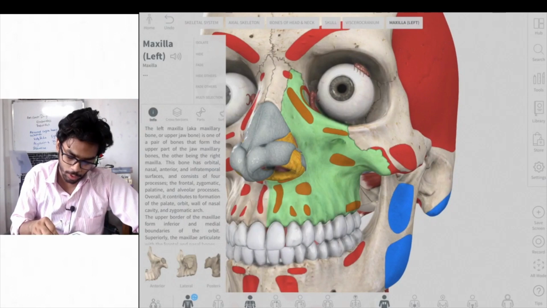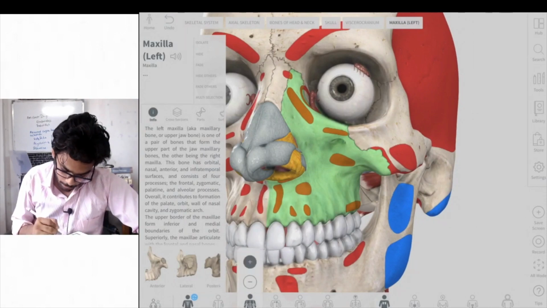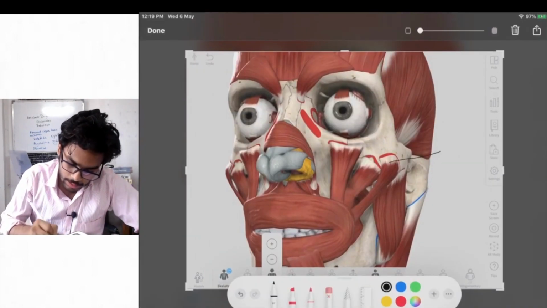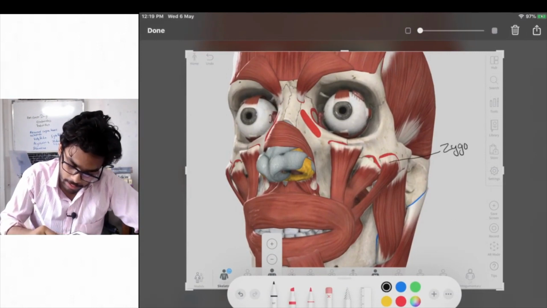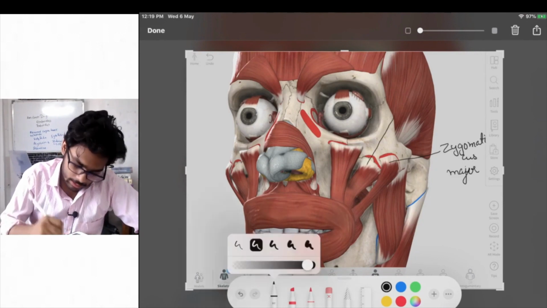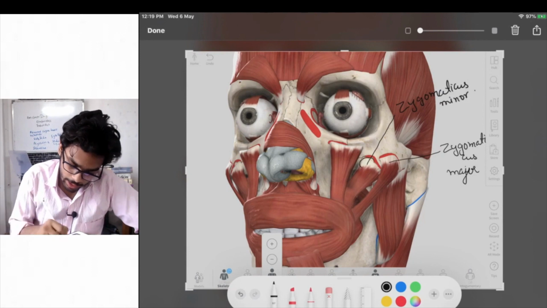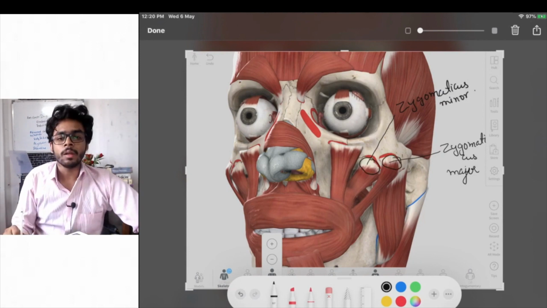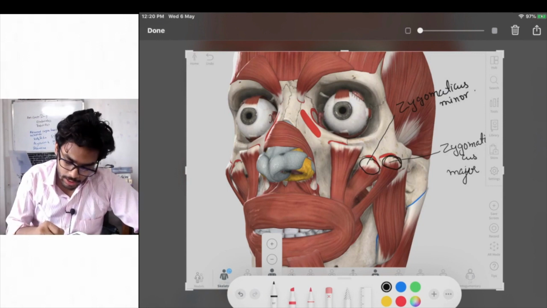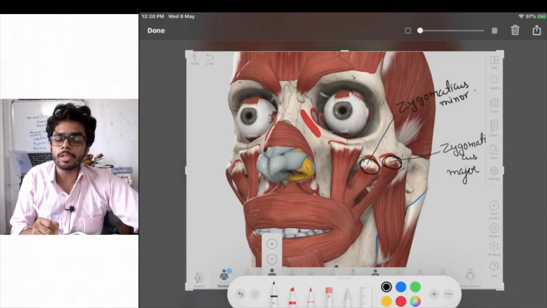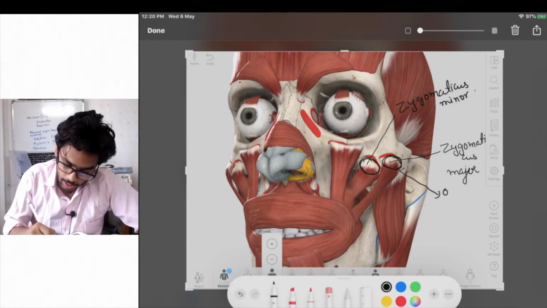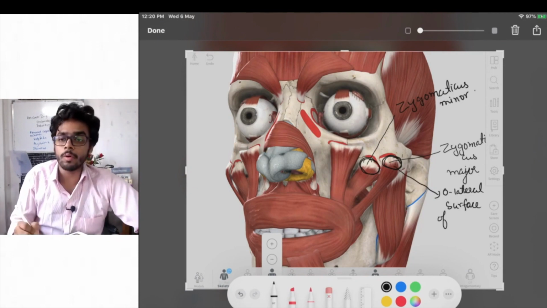Let me show you how the muscles are attached. This is zygomaticus major muscle, and this is zygomaticus minor, and it is more medial to the major muscle. And where is its insertion? This is the origin. Where is its origin? Here the origin is the lateral surface of which bone? Zygomatic bone.